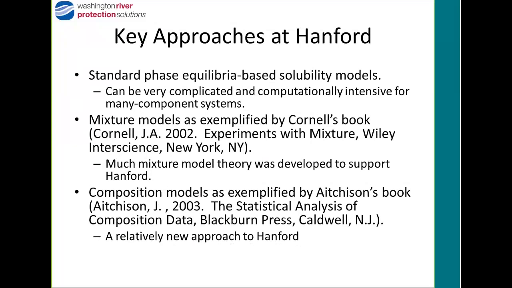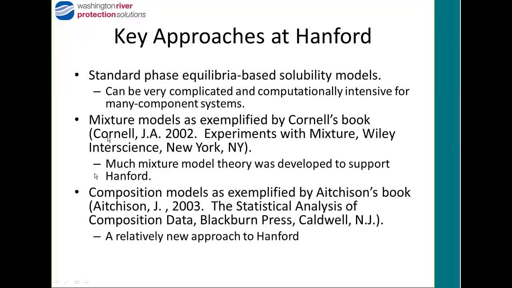Some of the key approaches that we use: we use standard phase equilibria solubility models for solubility calculation. We found that those can be very complicated and computationally intensive for many-component systems. If you're just trying to model a single composition for an application, you can have someone sit down for an afternoon and they can do that. If you're trying to put that into a flow sheet to model the entire mission, treating all 56 million gallons of waste through 400 plus vessels, that becomes computationally intensive.